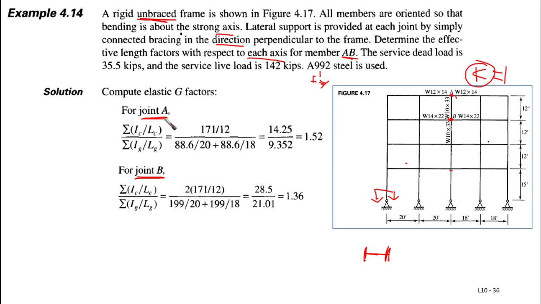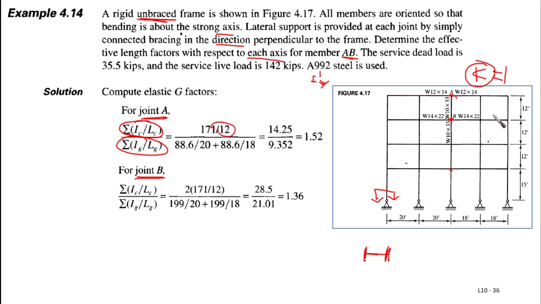First of all, for joint A, we need to calculate the summation of IC over LC over the summation of IG over LG. So the summation of column inertia over the girder inertia. Everything is given. Please stop the video, go to the properties table, and calculate these values by yourself in order to train yourself using the tables. Okay, so we're going to find that 171 over 12.